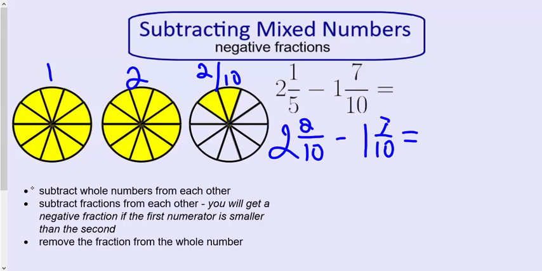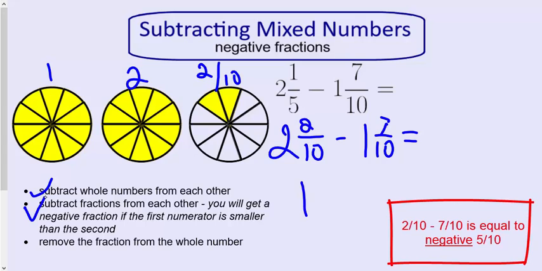The first thing I'm going to do is subtract the whole numbers from each other. So 2 minus 1 is 1. The next thing I want to do is subtract the fractions from each other. And it's okay that I'll get a negative fraction because the first numerator is smaller than the second. So 2/10 minus 7/10 is negative 5/10.